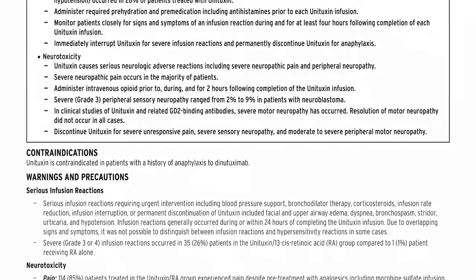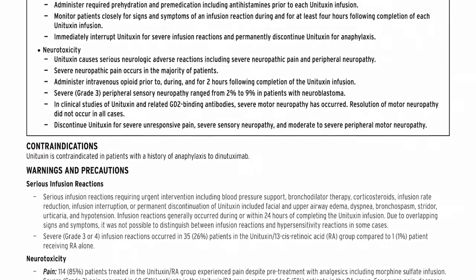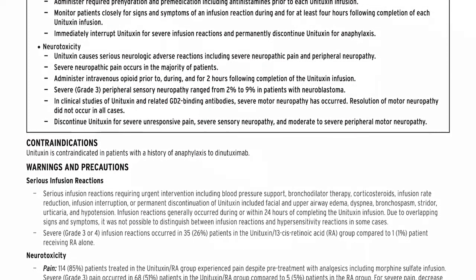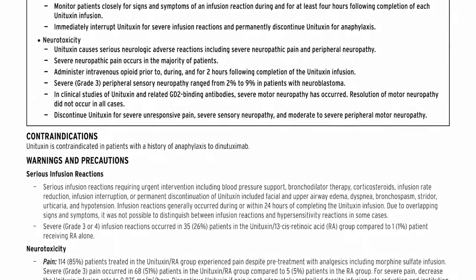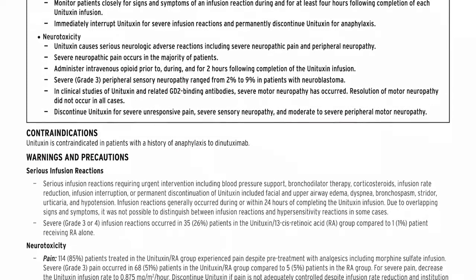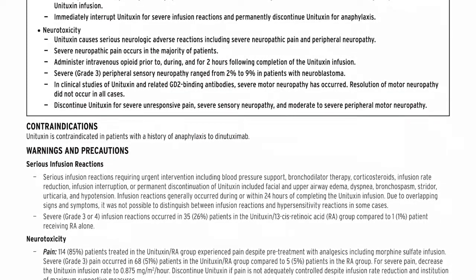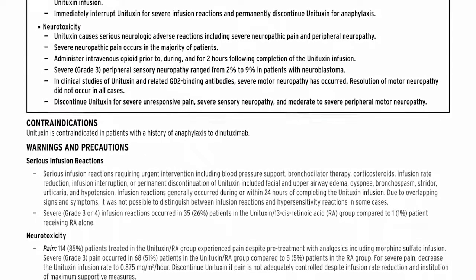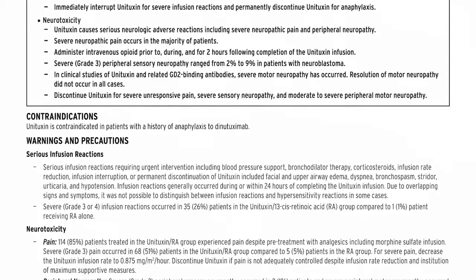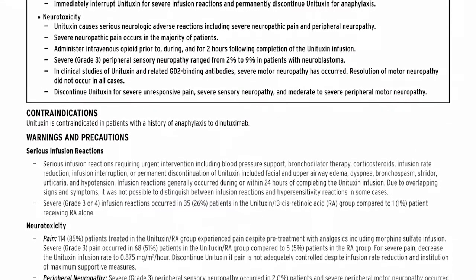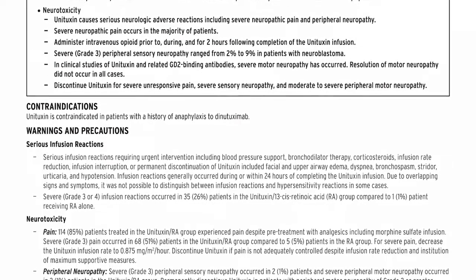Contraindications. Unituxin is contraindicated in patients with a history of anaphylaxis to dinutuximab. Warnings and precautions. Serious infusion reactions. Serious infusion reactions requiring urgent intervention including blood pressure support, bronchodilator therapy, corticosteroids, infusion rate reduction, infusion interruption, or permanent discontinuation of Unituxin included facial and upper airway edema, dyspnea, bronchospasm, stridor, urticaria, and hypotension.